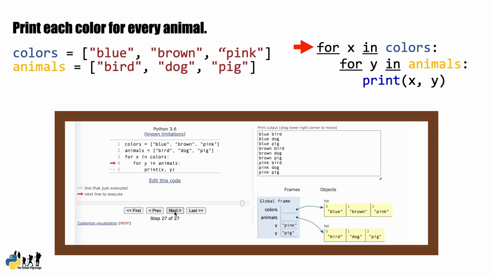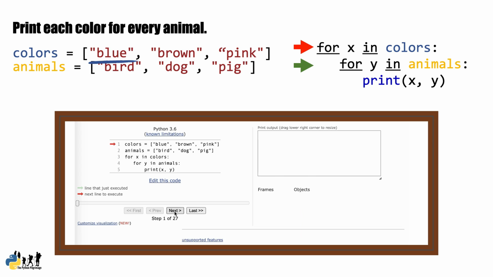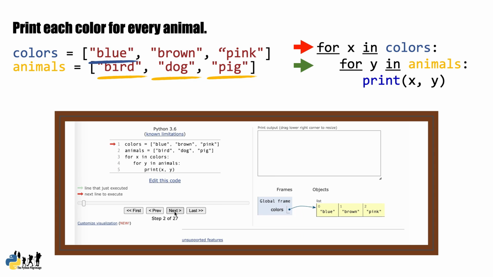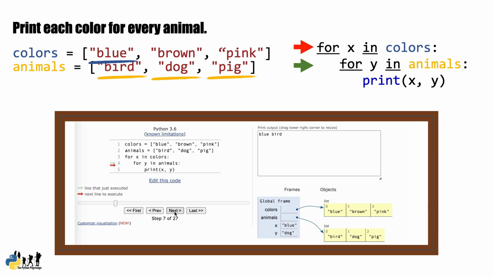This loop will be iterated through first, holding the zeroth element, or the first element of the colors list, which is blue. And then the second for loop for the animals. But in this case, the animals list will finish first, appending each value inside the animals list, starting with bird, then dog, and then pig, to the first instance in the colors list, which is blue. After the animals list is through, it will then go back to the first loop, incrementing to the next value in colors, which is brown. It will then iterate through the animals list again, and so on.